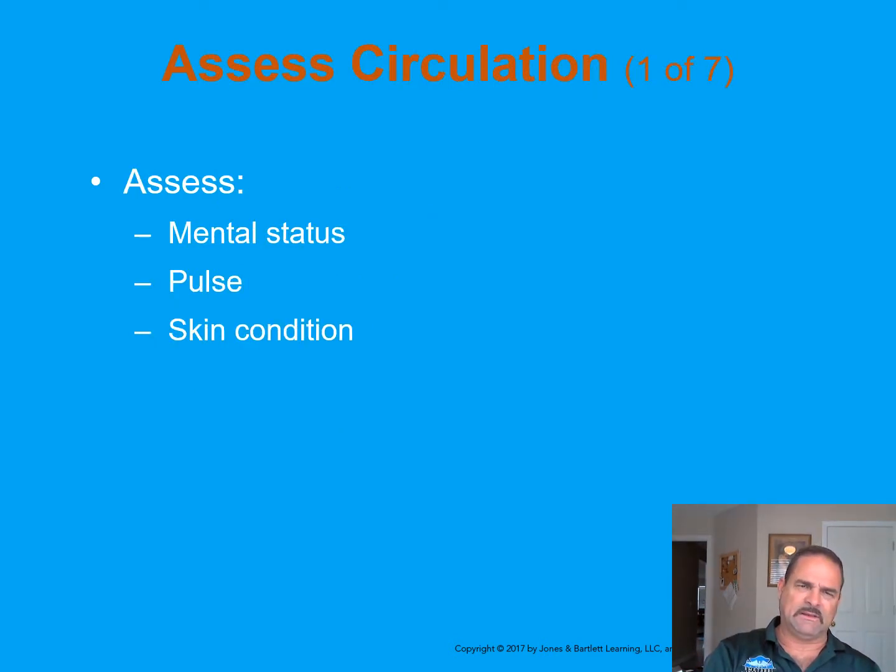All right, circulation. One of the biggest key indicators is mental status. Let me tell you something, folks. You can be breathing, but if you ain't circulating, your body's dying, okay? The body has to circulate. It has to pump blood because the blood carries all the vital oxygen and the nutrients that the body needs to survive. So we assess mental status first, pulse, and skin condition.